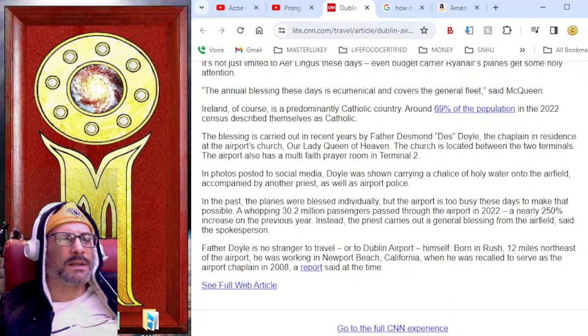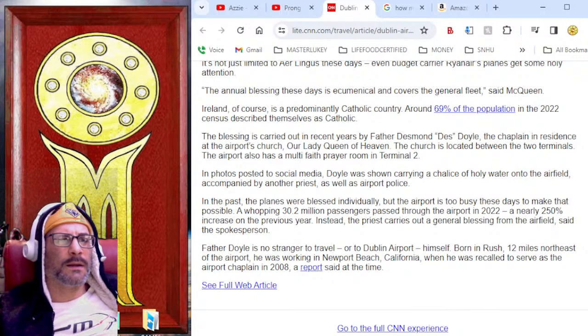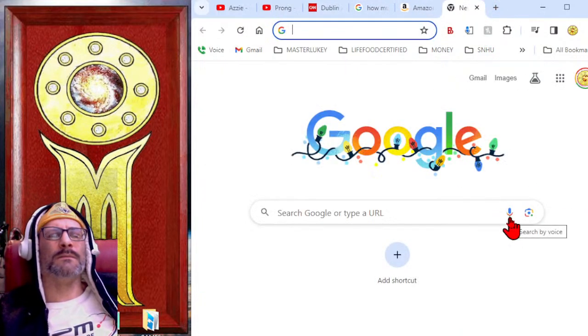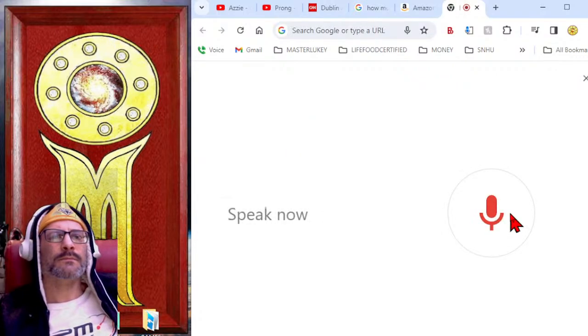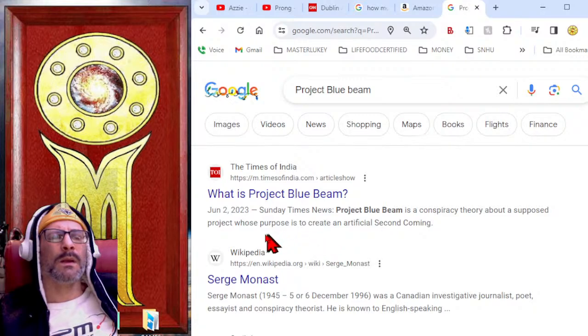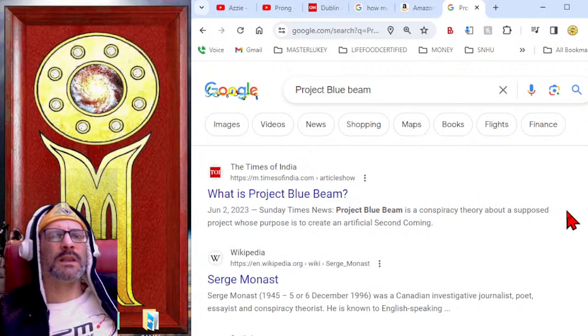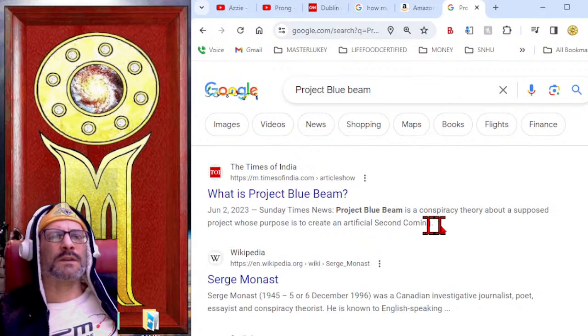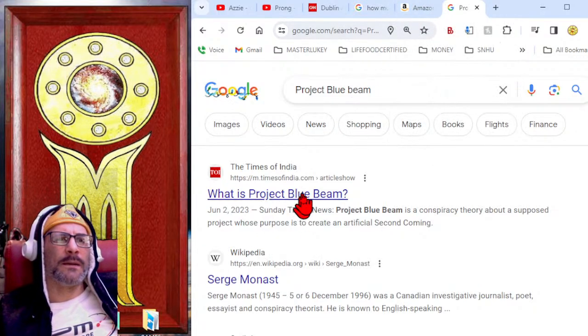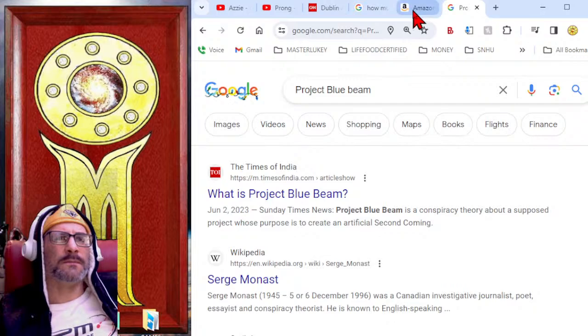Project Bluebeam is, let me look this up. I think it has to do with holograms in the sky. Project Bluebeam. Oh, there you go. A conspiracy theory about a supposed project whose purpose is to create an artificial second coming. There you go. So, I call it Project Blue Agate, which is a crystal.